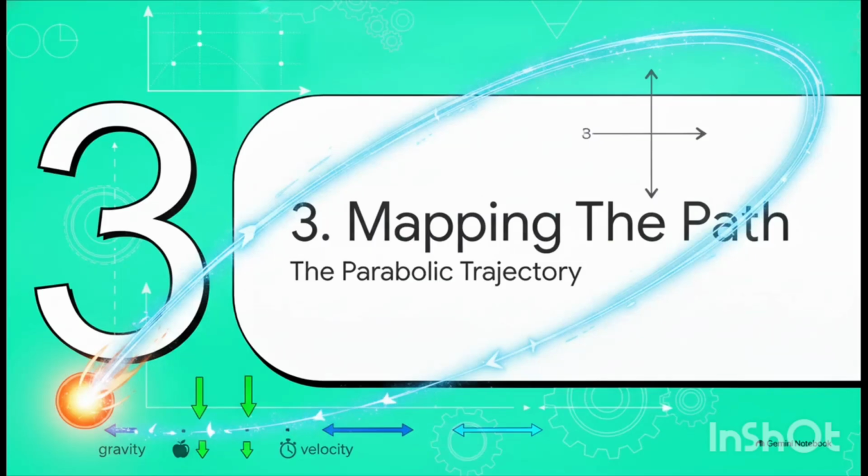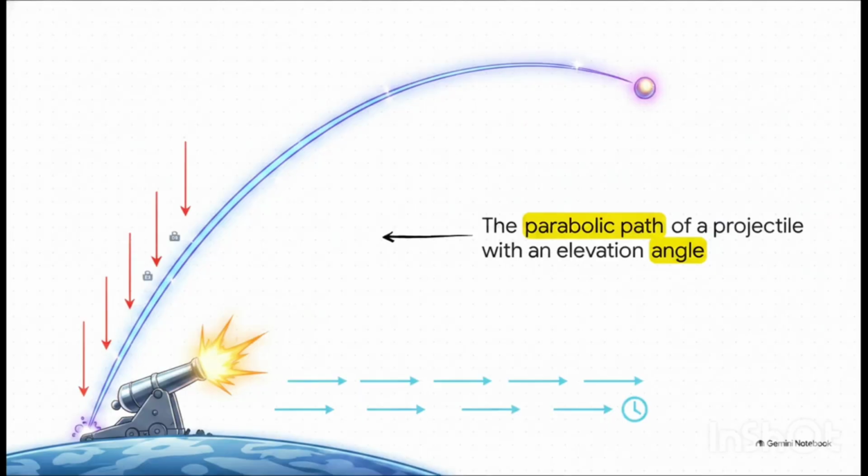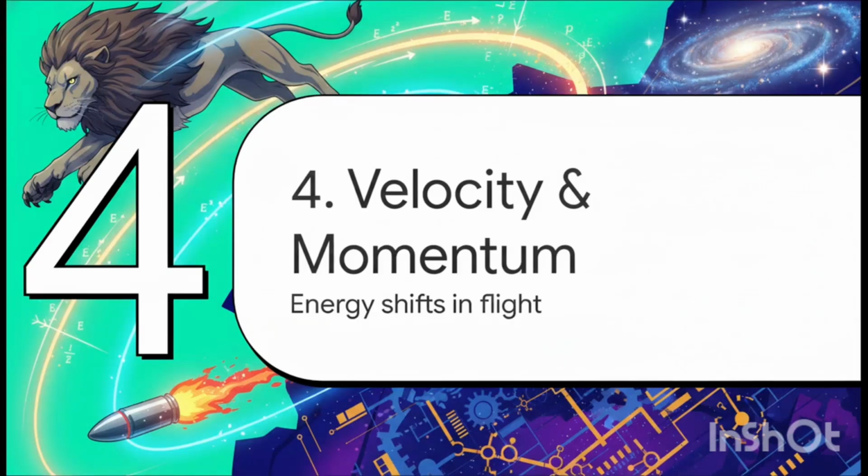Section 3. Mapping the parabolic path. When you mash these two independent motions together, you get this beautiful curve known as a parabola. This shape happens specifically because of those two independent realities we just talked about. The object is being pushed forward at a steady, unchanging pace, while simultaneously being pulled downward by this accelerating gravitational force. Combine a steady horizontal forward line with an accelerating vertical drop, and mathematically, the result is always this perfect parabolic arc.